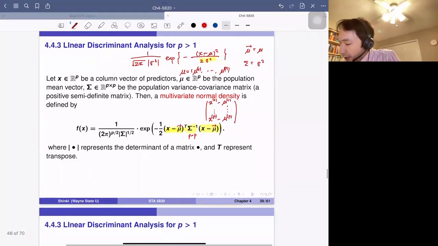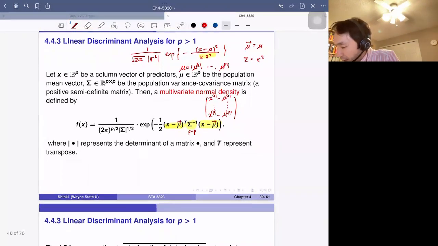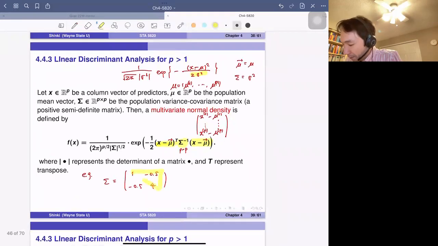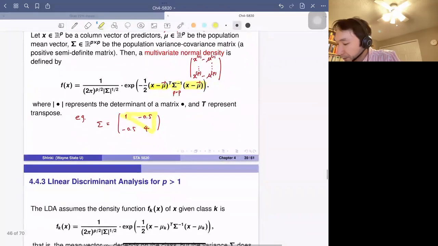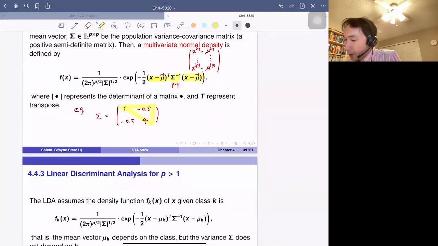But in the multivariate case, we have the general sigma inverse. So for example, in the bivariate case, sigma may be something like 1 and 4 and maybe negative 0.5, negative 0.5 or something like that. So this is a symmetric matrix. So we have 3 parameters here. So this is a positive definite matrix, the symmetric matrix.